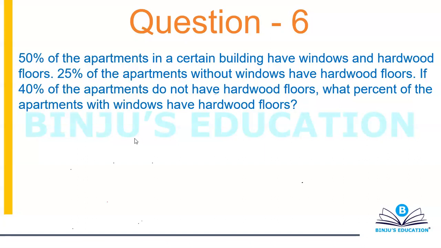50% of the apartments in a certain building have windows and hardwood floors. Okay. In the first line, I think I have my two quantities, windows and hardwood floors. 25% of the apartments without windows have hardwood floors. Okay. If 40% of the apartments do not have hardwood floors, what percent of apartments with windows have hardwood floors?